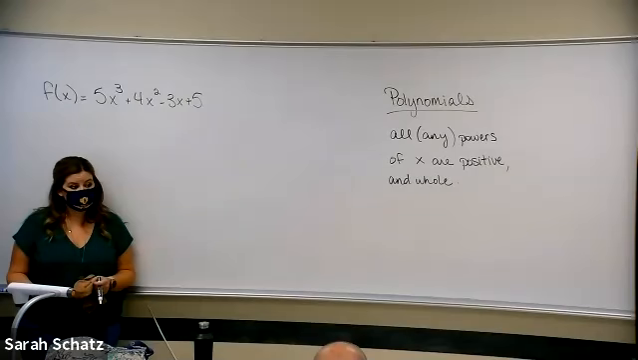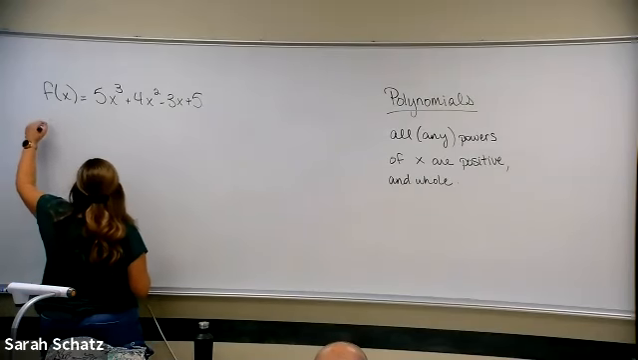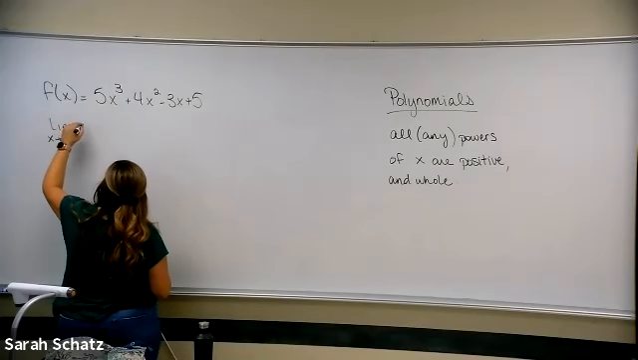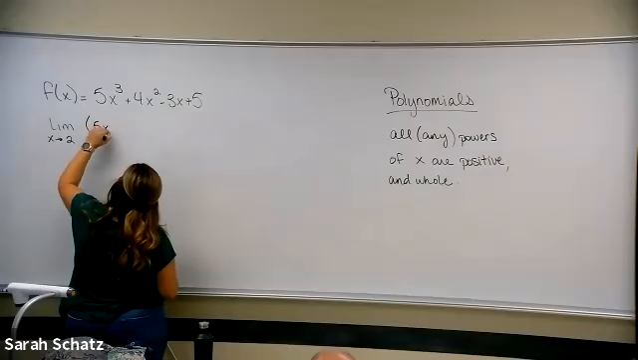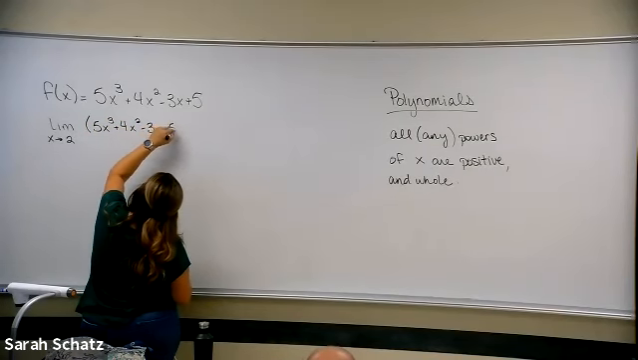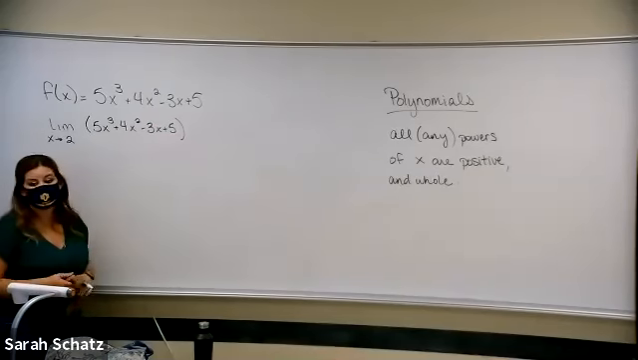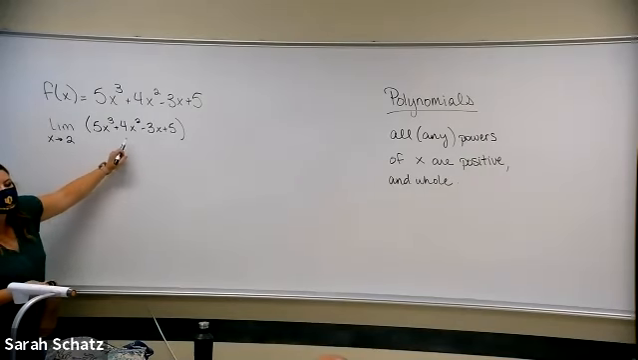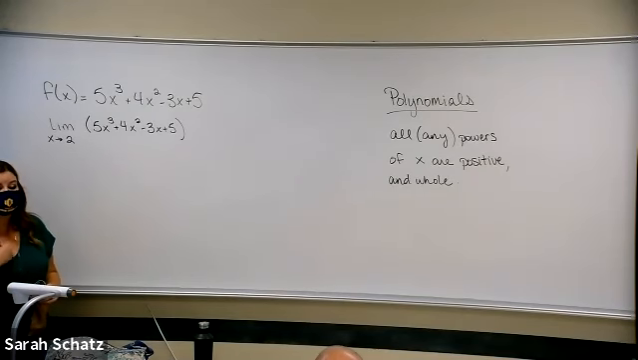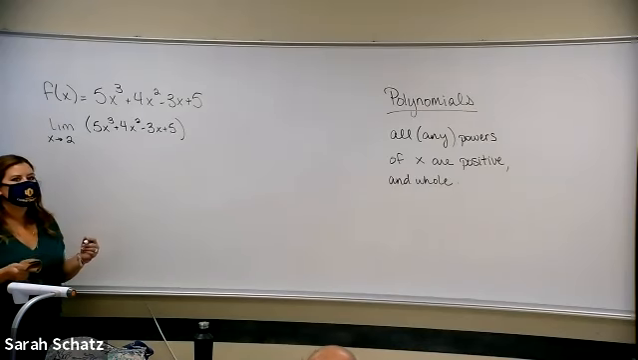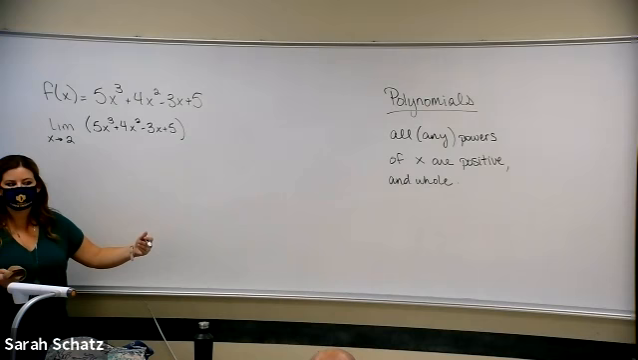Because it doesn't have anything crazy, if I ask you to take the limit, let's say as x approaches 2 of this function, because I know it's polynomial, because I know it's not going to do anything crazy, I can absolutely just stick a 2 in for all those x's, because I know the answer at 2 is going to be the same as what it's approaching at 2. Basically, it goes where you think it's going to go.